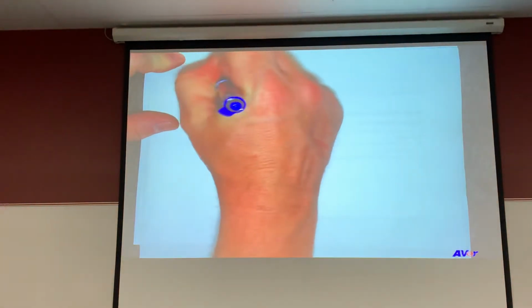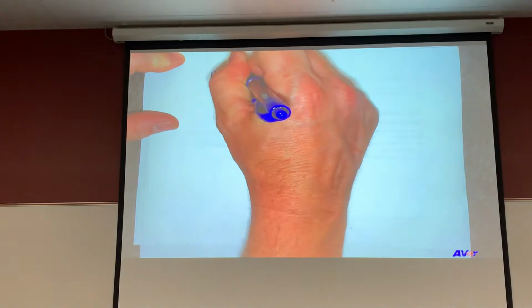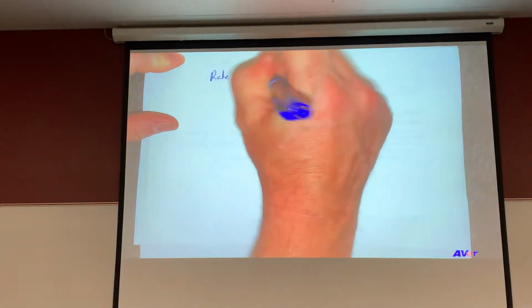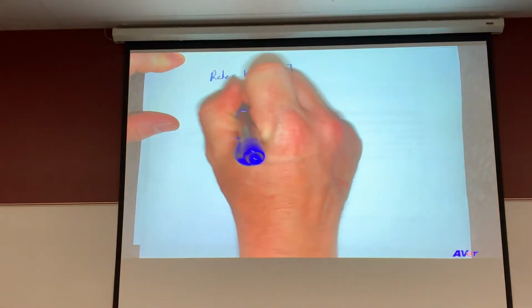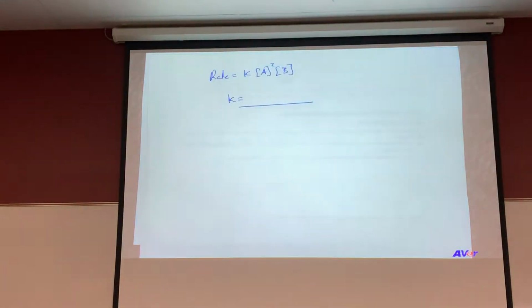How about if you have... what are the units for that one?